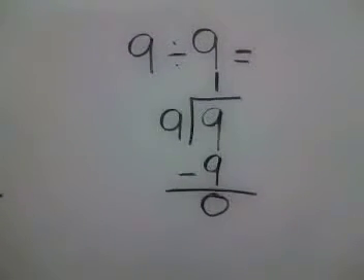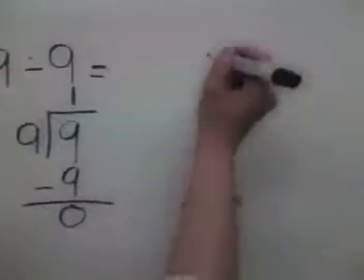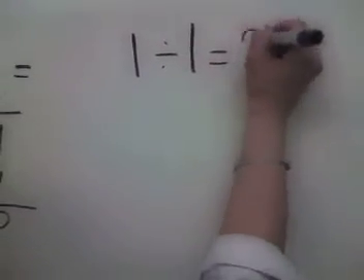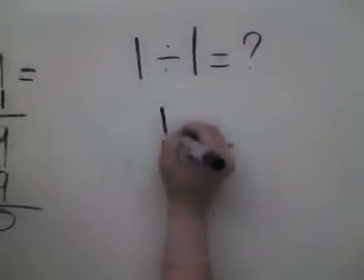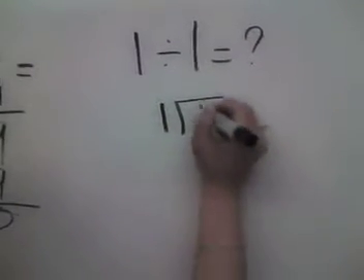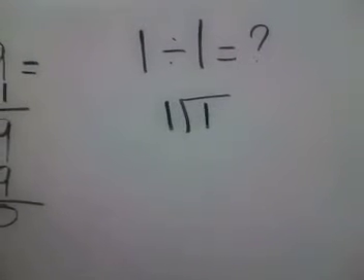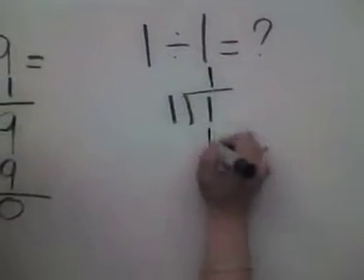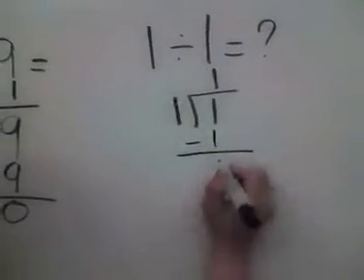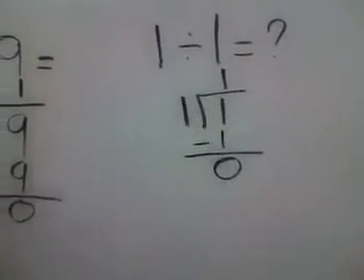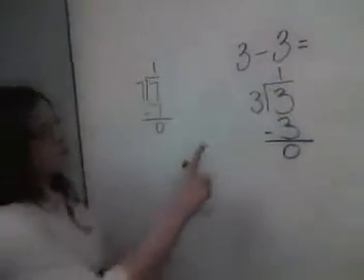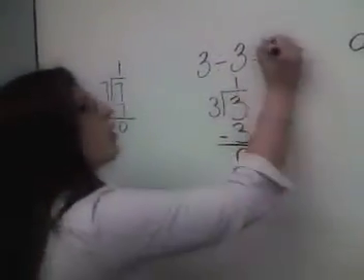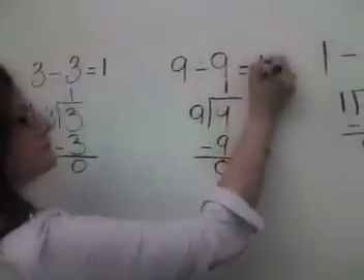Now we're going to try 1 divided by 1. That's the most confusing one. And we'll see what that gets us. So let's set it up. 1 divided by 1. 1 is going to go into 1 once. 1 times 1 is 1. Subtract these two numbers and you get 0. So back to the rule. When any of these numbers is divided by itself, it's going to always equal 1.